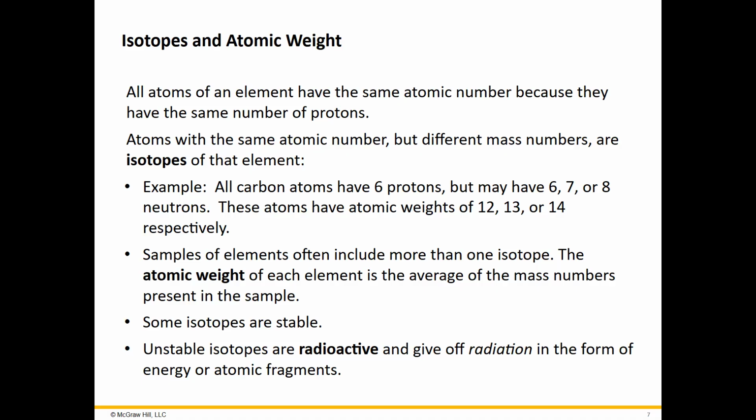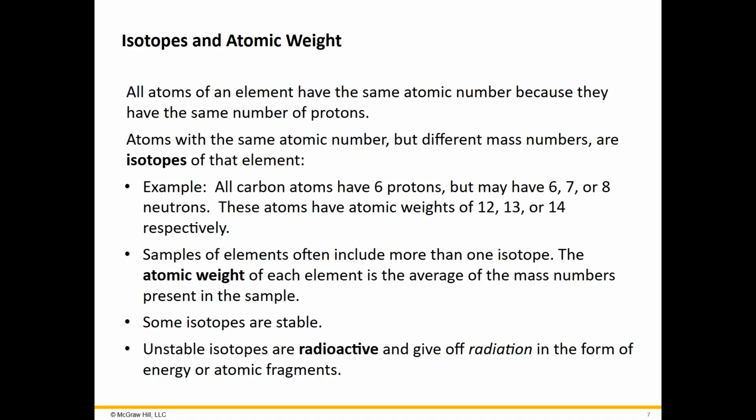But say I have a sample of carbon. So I have a lot of carbon atoms together, but they have different isotopes. So the atoms that have 6 protons, 6 neutrons are going to have an atomic mass of 12. Those with 6 protons, 7 neutrons are going to have an atomic mass of 13. And if I add in another neutron, an atomic mass of 14. The average between the different atomic masses is your atomic weight.